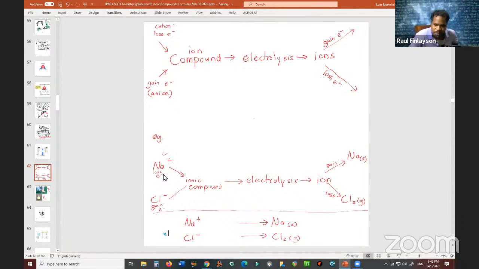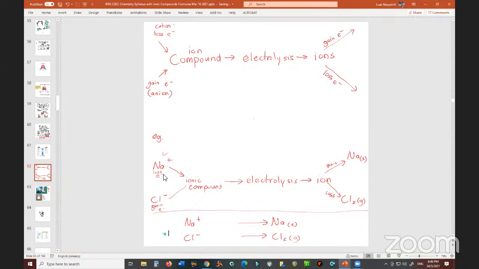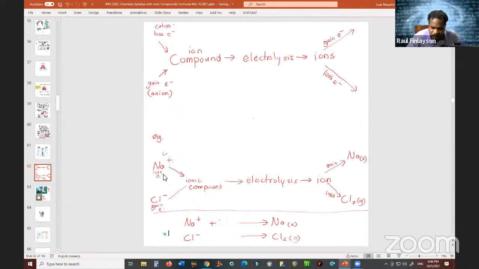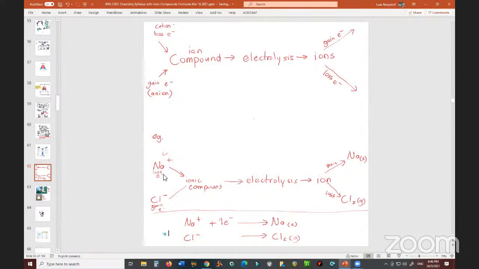So if sodium had given up an electron, in electrolysis the opposite will happen. So what's the opposite of giving up? Opposite of lose is what? Gaining. Yeah, very good. Gain. So we'll write this as gain, but then it's 1 sodium, so we're going to write 1 electron. That's it. That's the ionic equation. We're done with the sodium now. Everybody see that? Yes, sir.